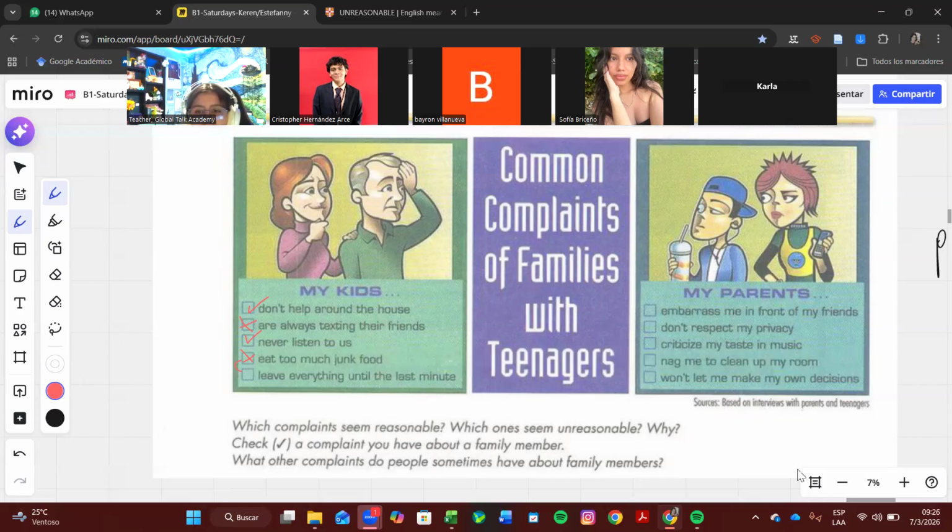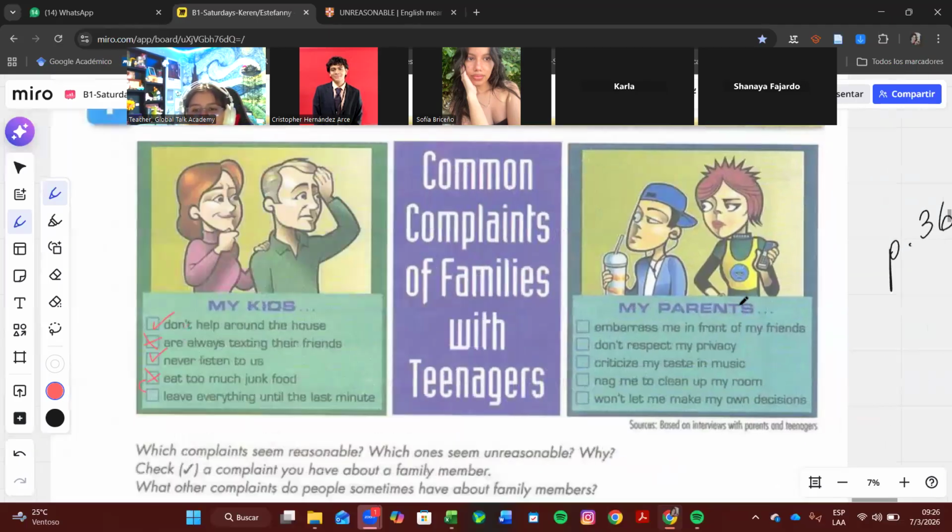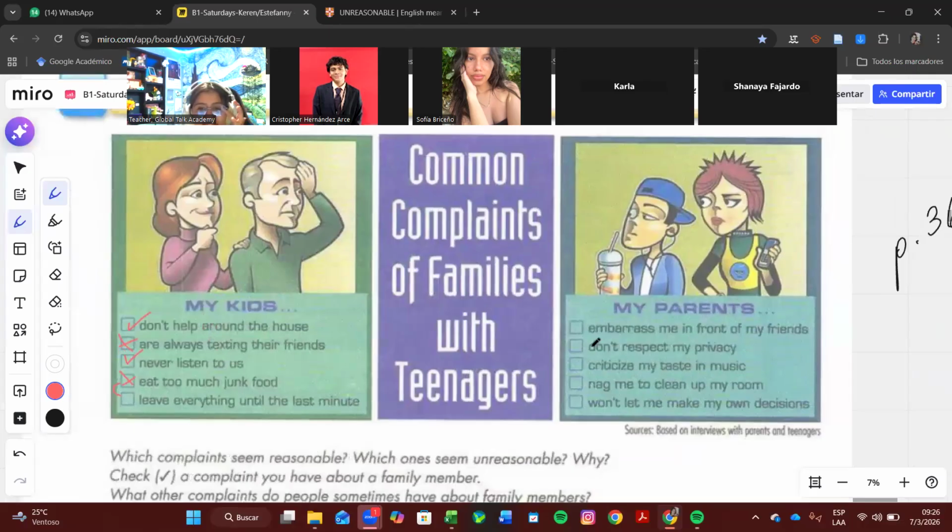So what about you, Sophia? What do you think about the teenager side? Which ones are reasonable and which are unreasonable? I think all are reasonable. In this case, those dads look annoying, and the teenagers look cool. They are doing all that it says, like they don't help around the house and they're always texting their friends.